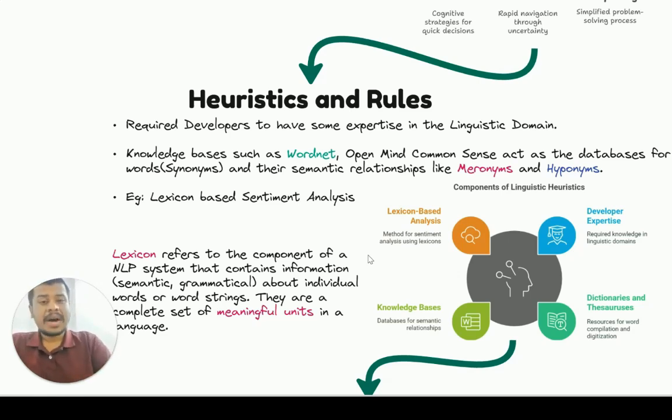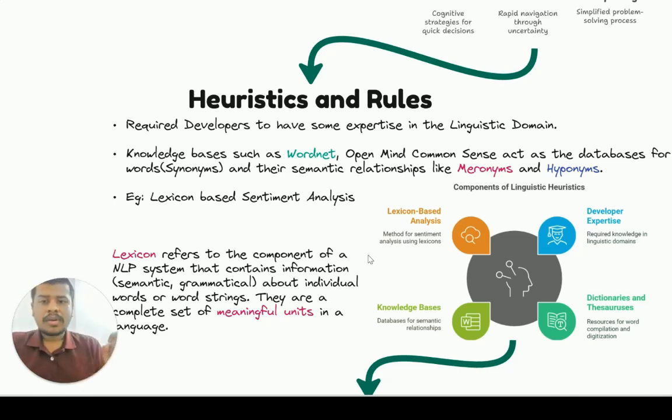It was needed in the past because they did not have different approaches like deep learning or machine learning. So they had to have the linguistic domain knowledge to come up with the rules and regulations to directly use them for their NLP solutions, right? So that was one component.